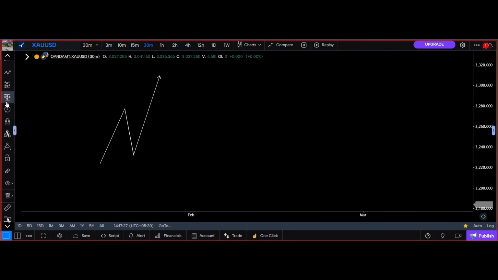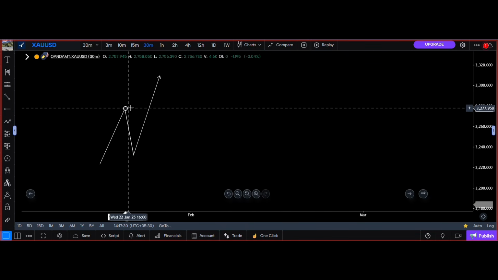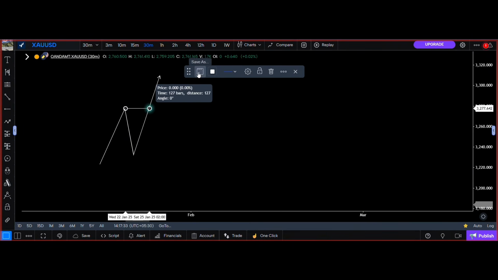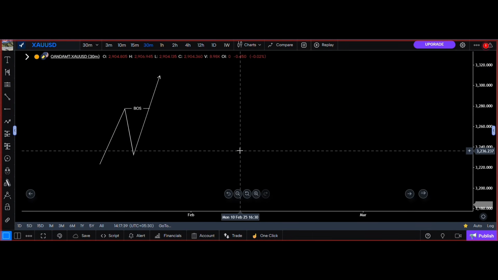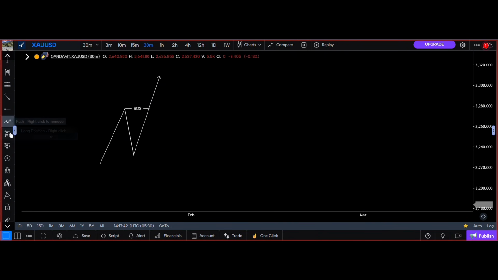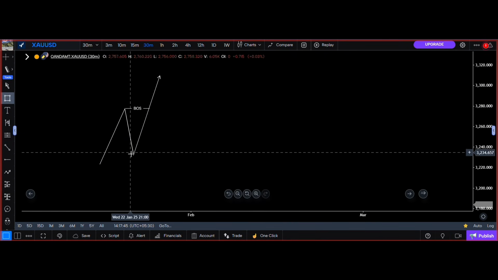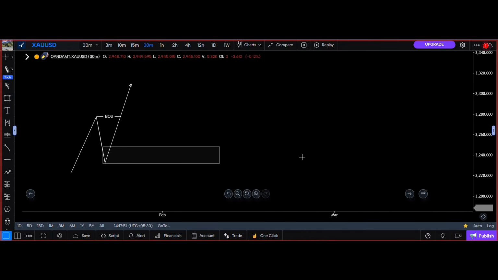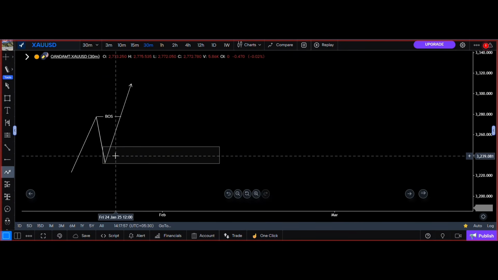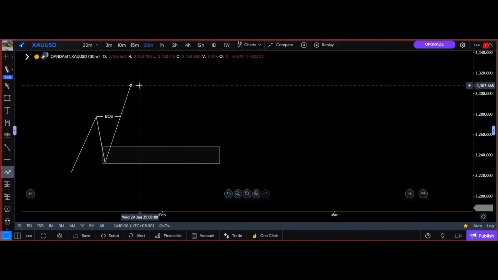We have a clean break in structure here. Suppose it's a 4-hour time frame. Now we have our demand zone here. We have the clean demand zone. Then what happens? You wait for this zone. This is on the 4-hour time frame. Then you switch to the 15-minute time frame.